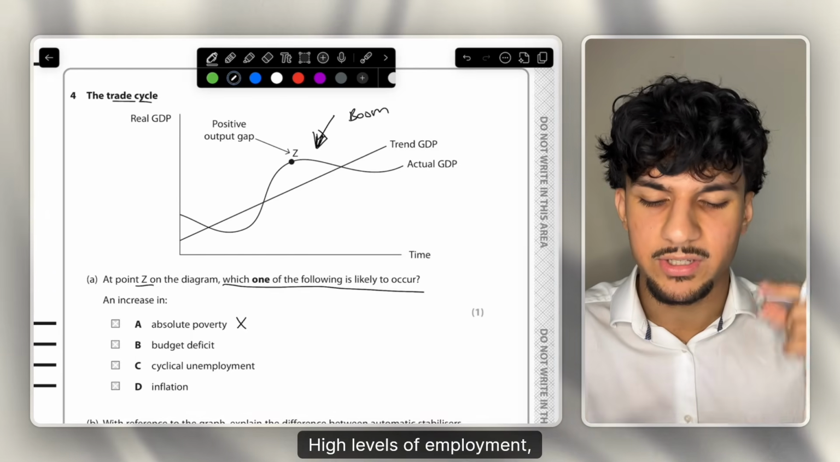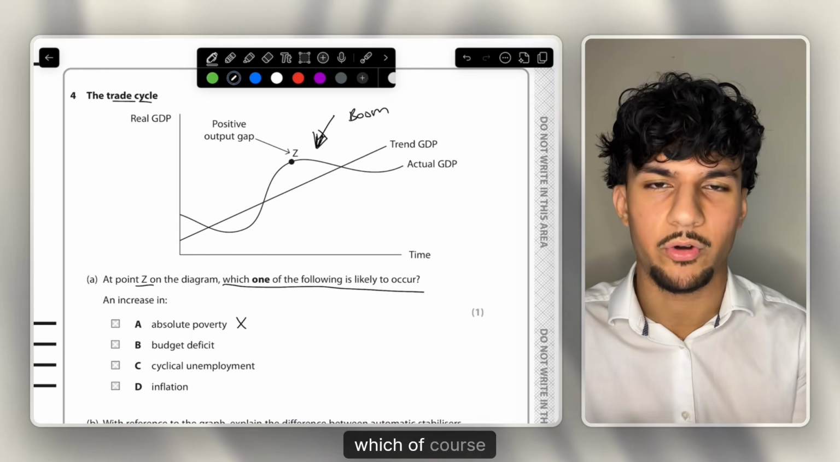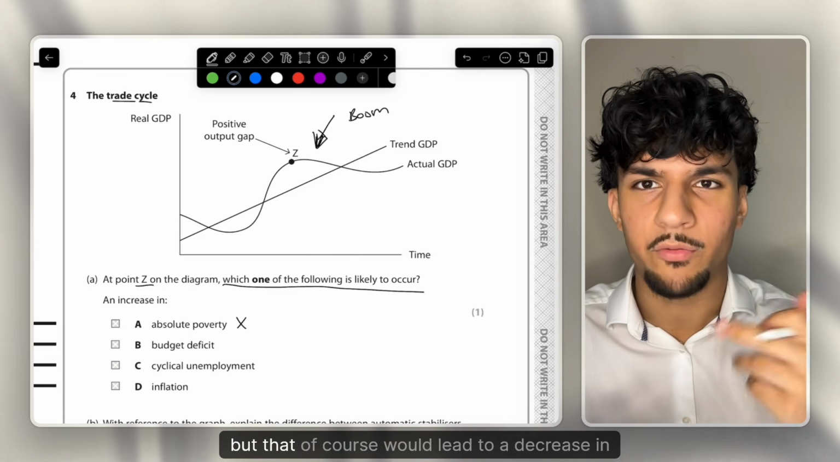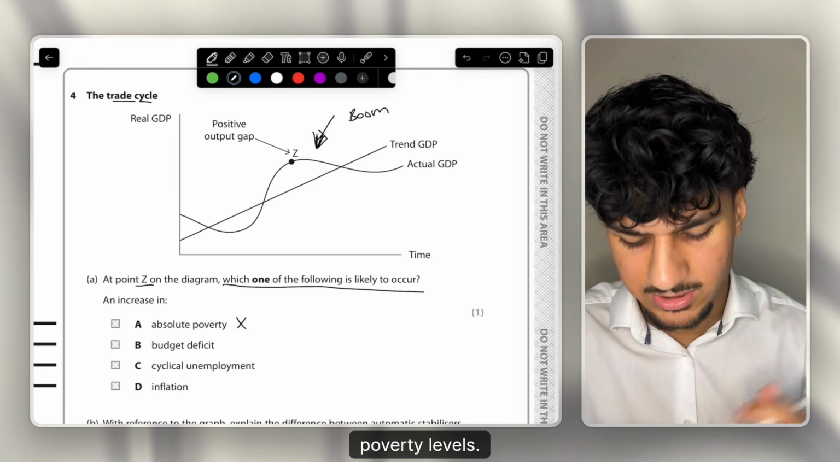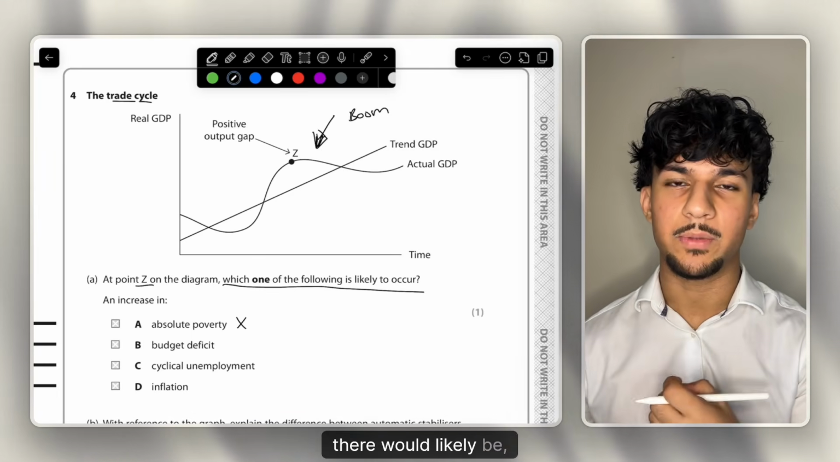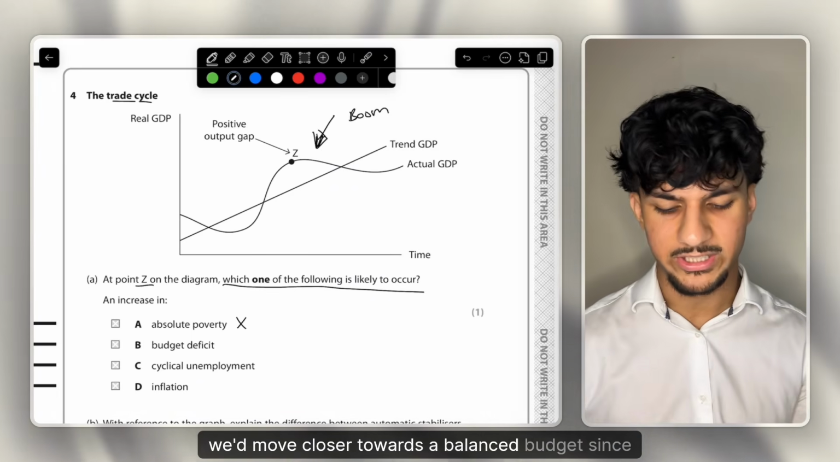High levels of employment, increases in real GDP, which of course increases employment. I don't know whether I said that or not, but that of course would lead to a decrease in poverty levels. Moving on to B, would there likely be an increase in the budget deficit? No, we'd move closer towards a balanced budget.